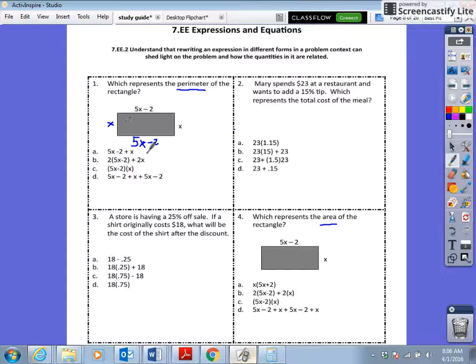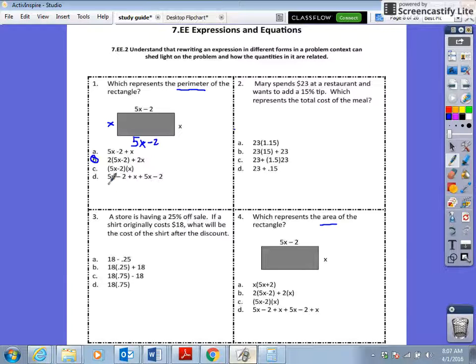Well, here I have two of these. So here I've gotten one where I have 5x minus 2, but it's multiplied by 2. I also have an x and an x, there's two of them, and I also have 2x. So B is actually your answer here because that was the simplified version of what we're doing.